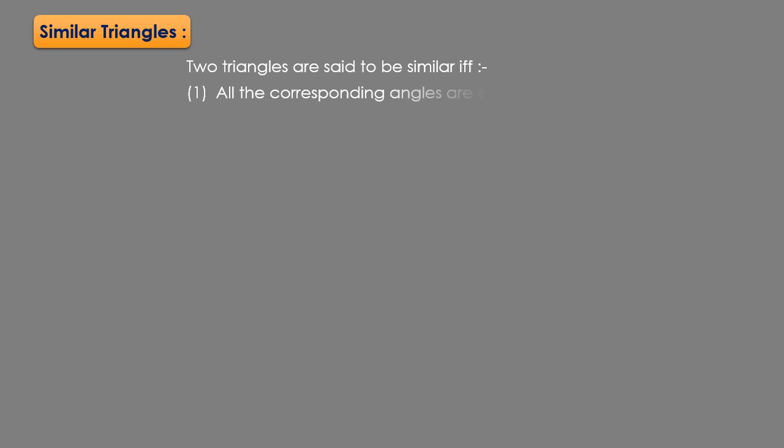Now let us discuss similar triangles. Two triangles are similar if and only if they have the same shape but different sides. So let us define similar triangles first. Two triangles are said to be similar if and only if, first thing, all the corresponding angles are equal. If corresponding angles are equal, both triangles will hold the same shape. And second thing, all the corresponding sides are in proportion. So corresponding sides will be in proportion if and only if the ratios of all the corresponding sides are equal. And if the corresponding sides are in proportion, their sizes will be different, right?